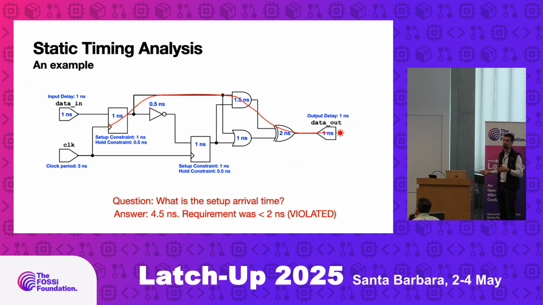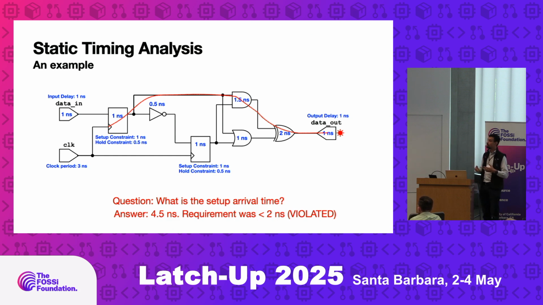And so if you were to capture on the data out, you might get a signal from the previous cycle, which is not what you would expect. And so this is an example of a timing violation. And part of the goal of static timing analysis is to help you find and resolve these.